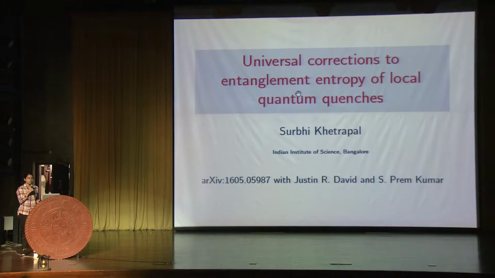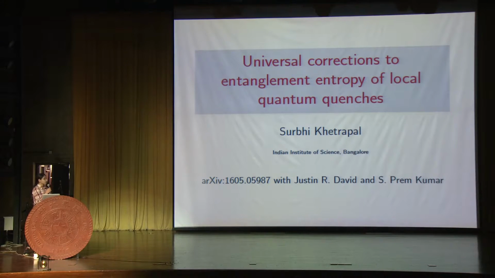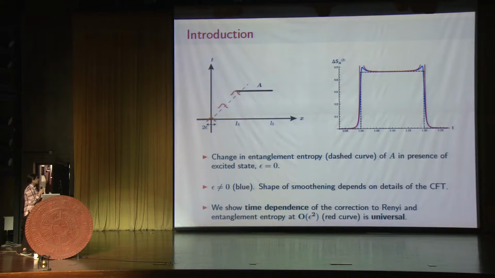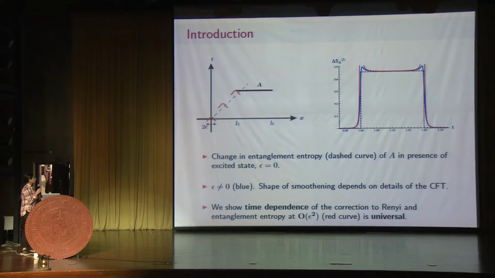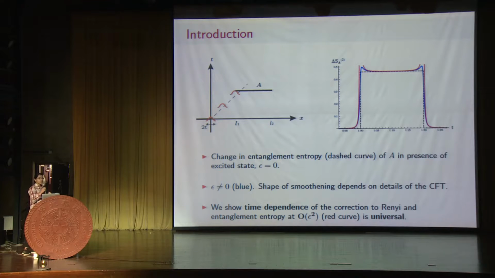Hi, I'm Surbi Khetrapal and I will speak on universal corrections to entanglement entropy of local quantum quenches. This talk is based on this paper with Justin David and Prem Kumar. In a field theory with an entanglement interval L1 to L2, consider an excited state at origin at 0 time. Under time evolution, this excited state propagates along the light cone.